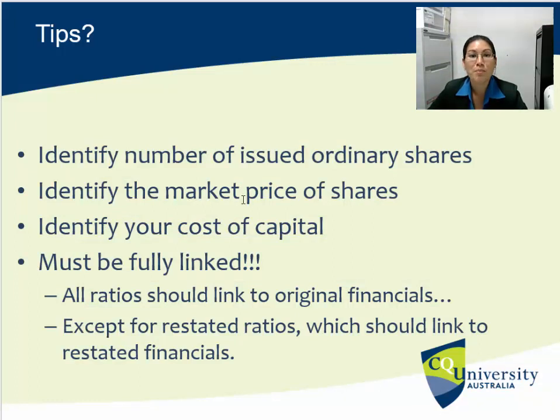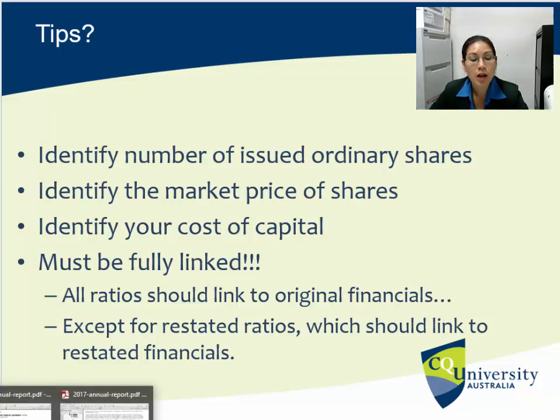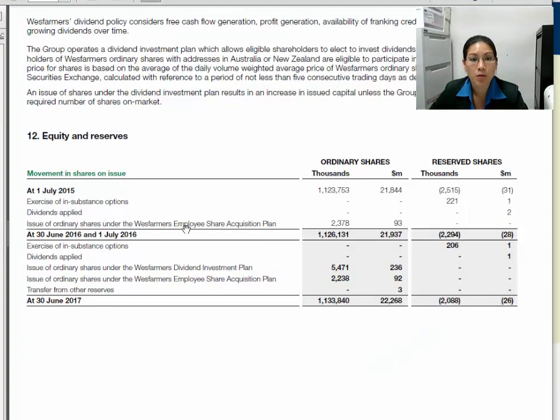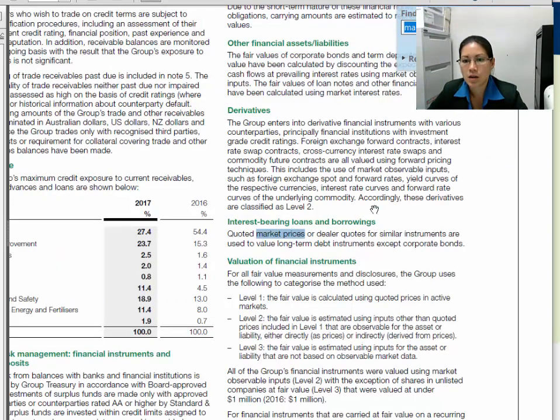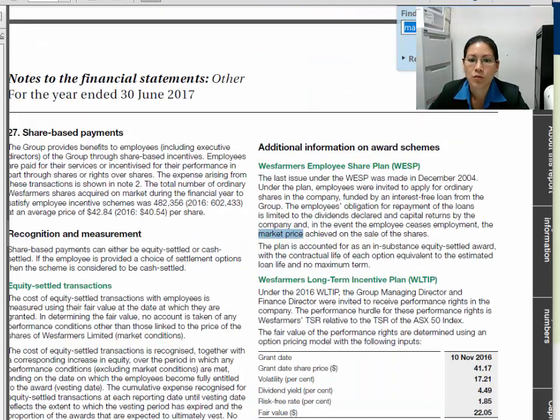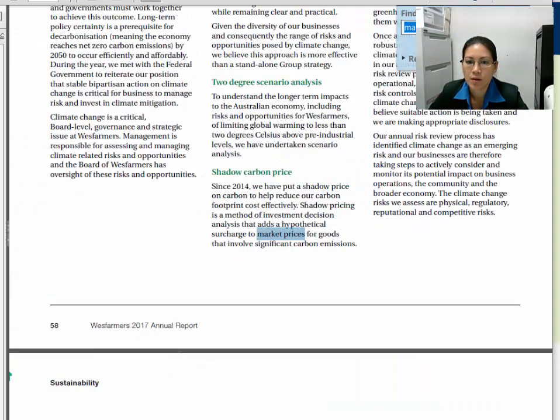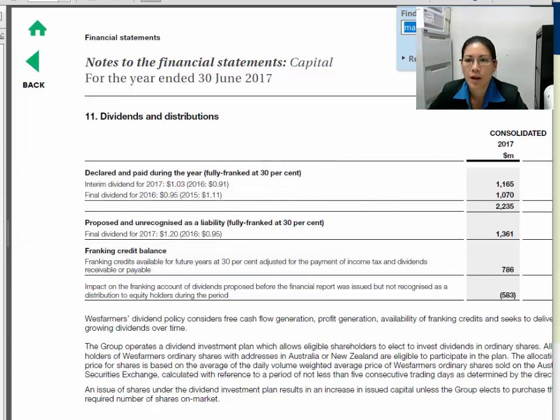Moving on to the market price of the shares. My first point of call, you could just go straight to the stock exchange website. But a lot of companies will list their market price per share in the actual annual report as well. So I'm going to do a quick search for market price and just have a look through. No. Okay, so let me type in share price and see.